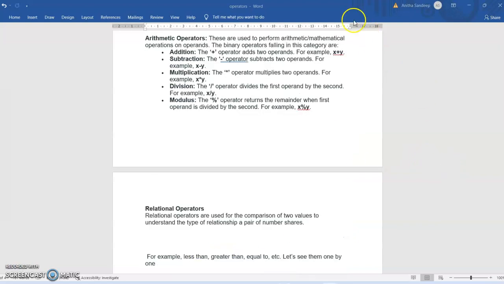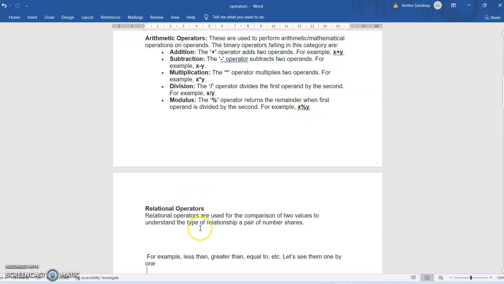Let us see the arithmetic operators in detail. These are used to perform arithmetic or mathematical operations on the operands. The binary operators falling in this category are addition, which is plus, subtraction, minus operator, multiplication, star operator, division, slash operator, and modulus, percentage. Addition, subtraction, multiplication, and division will take either integer data or floating point data, whereas the modulus operator requires only integer operands. So if you write x mod y, it computes the remainder of x divided by y, where both x and y are integer data.